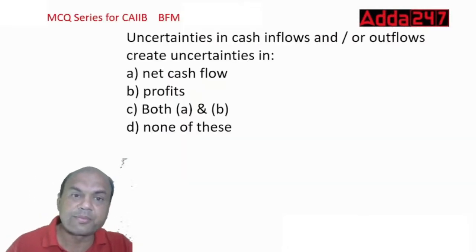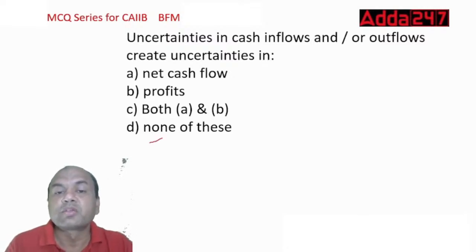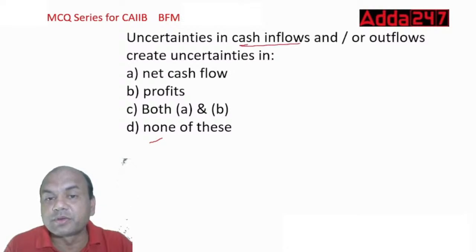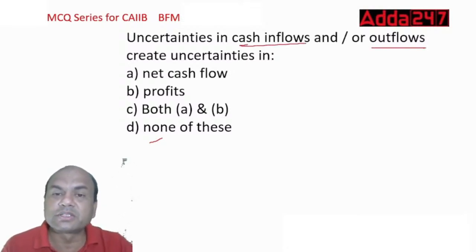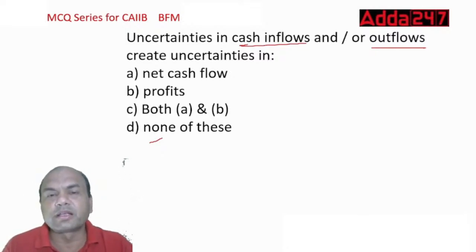Uncertainties in cash flow, cash inflows or outflows can create uncertainties in net cash flow, profits, both A and B, none of these. So uncertainties in cash inflows or outflows, both. You'll say, sir, inflows is okay, how come outflows? See, both are the same. Suppose sometimes my outflow is, let's say, 1 lakh and next month my outflow is 1.5 lakhs. It's uncertain. Similarly for inflow also.